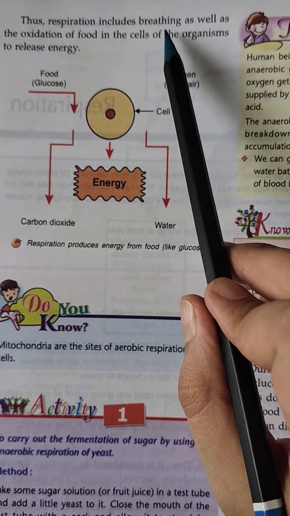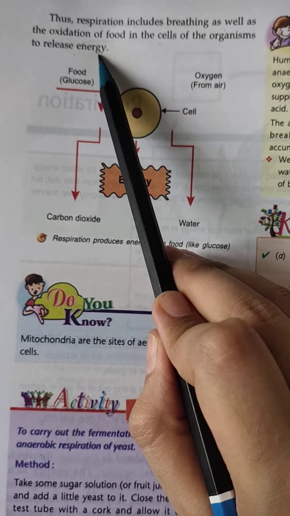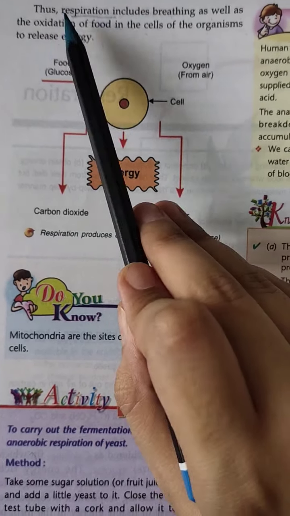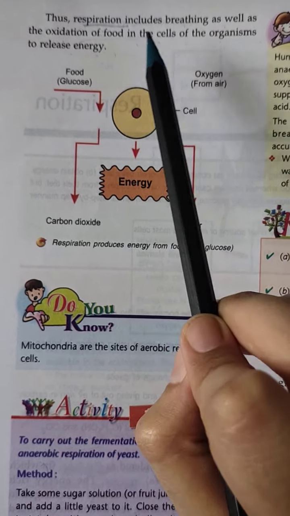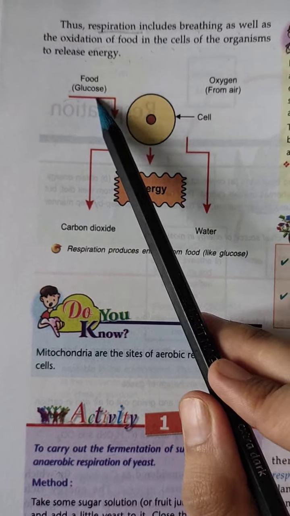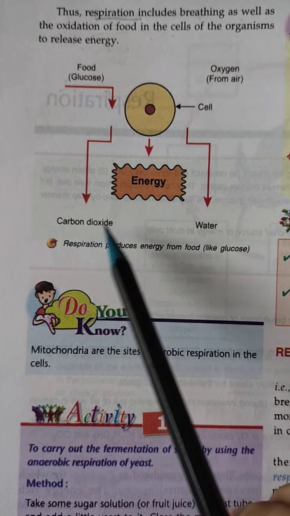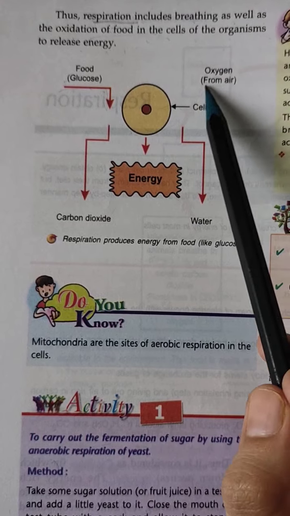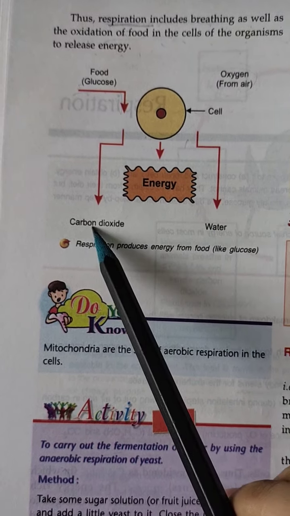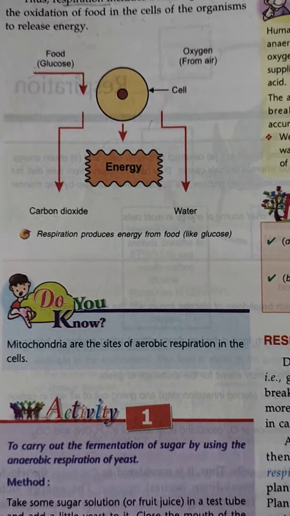Thus, respiration includes breathing as well as oxidation of food in the cells of organisms to release energy. So, altogether respiration में breathing भी होती है और oxidation of food भी होता है. Both occur together. So, this is a cell. Through food, it gets glucose, which it oxidizes and produces carbon dioxide, and releases out carbon dioxide. It gets oxygen from the air, and that is how it converts into carbon dioxide and water and also gives out energy by the process of respiration.